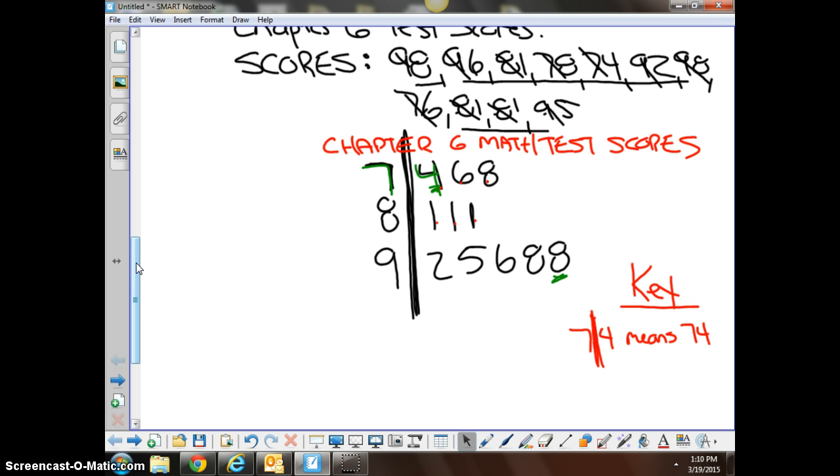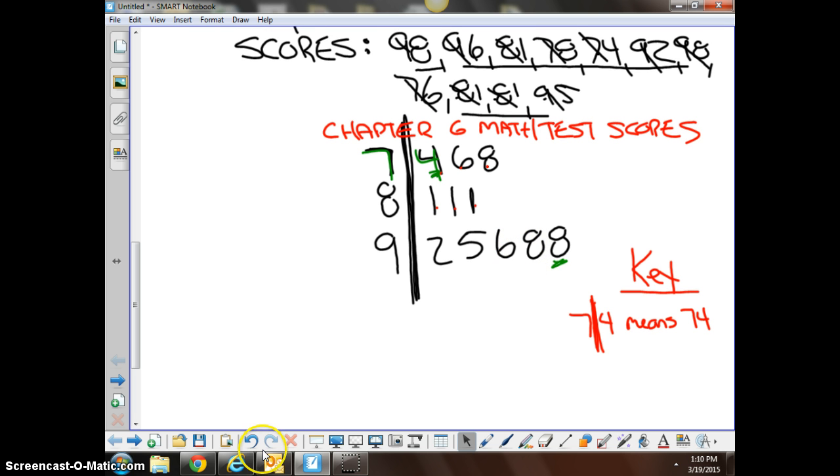Question, Tate. For the key, wouldn't you want 74 to mean 74%? Well, 74 means our math test score because we have a title up here. Okay. So sure, you could say 74%, you'd be okay. Yep, I wouldn't fault you for having that.